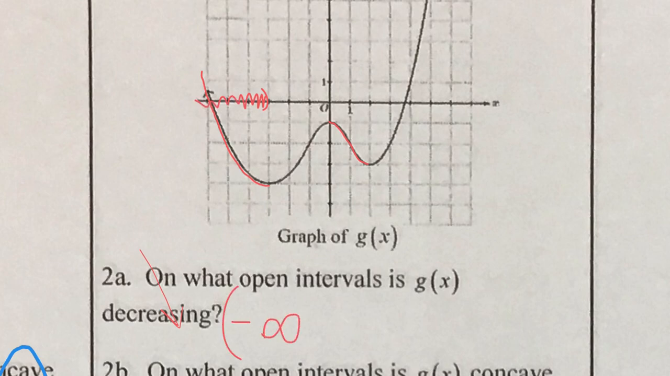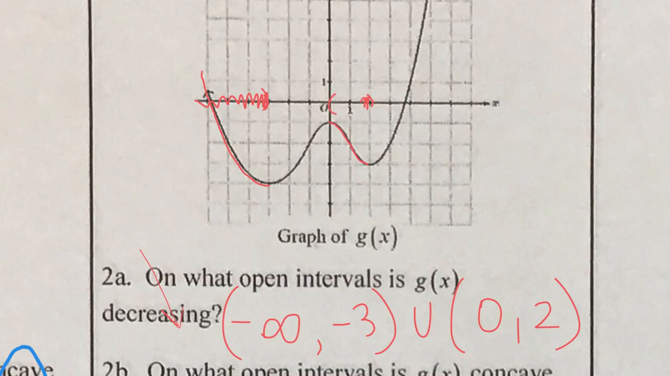Here we're not going to start at a parenthesis but an arrow, because that arrow goes off there. So we come in from -infinity to -3. That's our first interval, where we have a minimum value where it stops decreasing. Then we pick it up again from 0 to 2. This is our other interval where our y values are getting smaller than they used to be. So 2 intervals where our graph is decreasing.